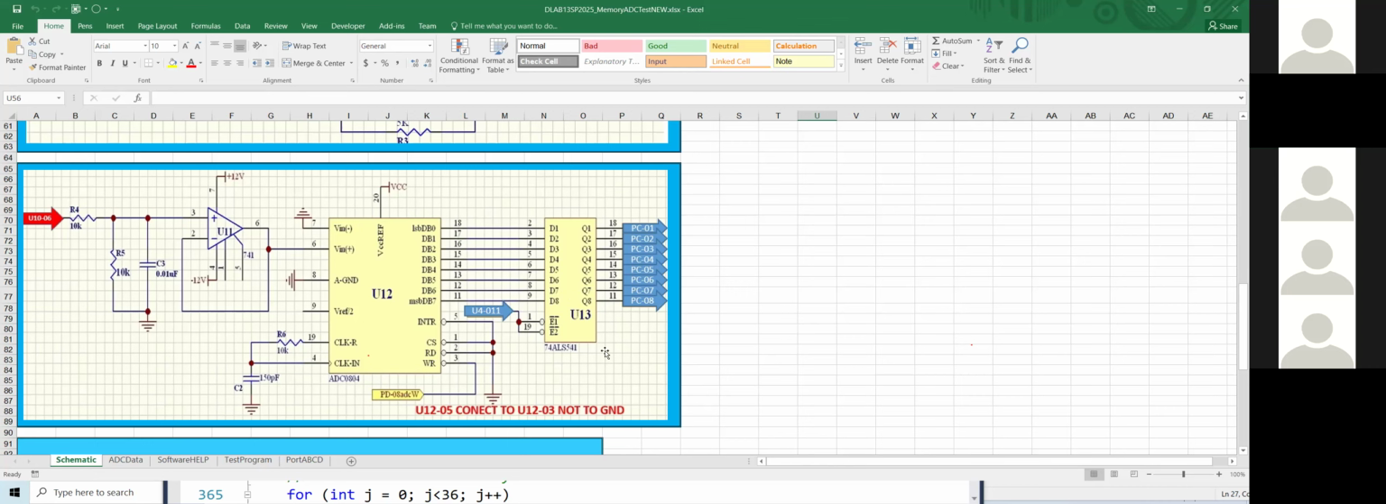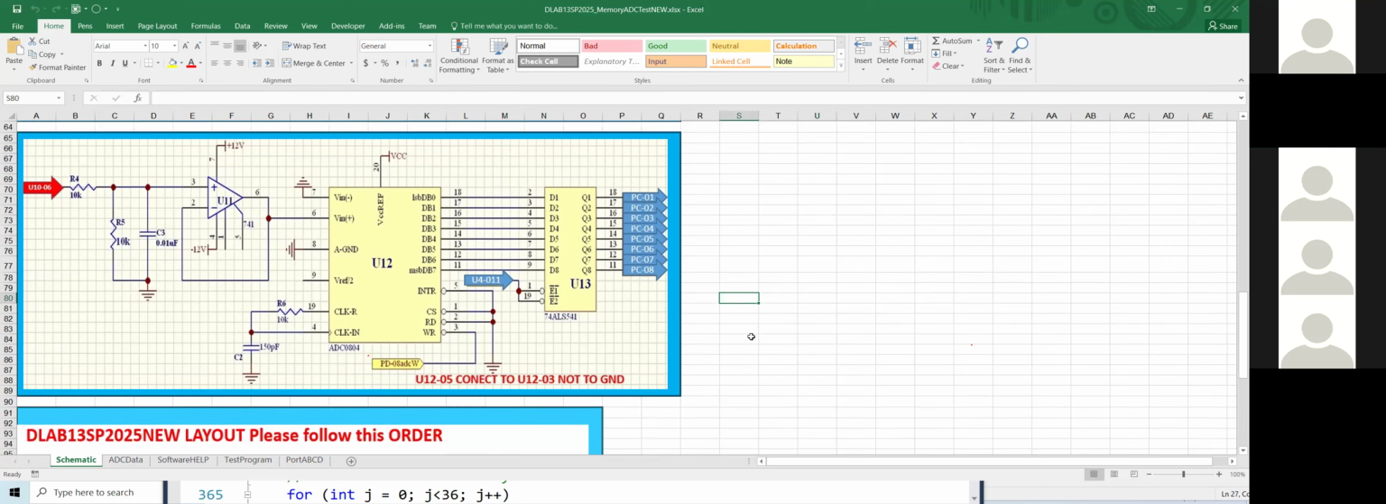And U13 will be connected to port C. So you need to enable U13 and you verify the output. That's the whole thing, they work that way.